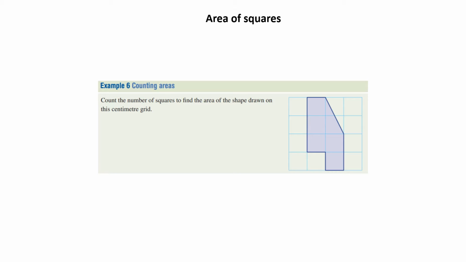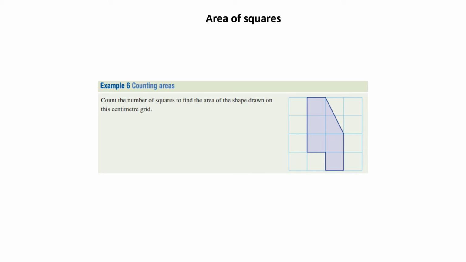Okay, so in this video, we're going to be looking at area, and specifically the area of squares. If you remember, perimeter is how far it is around some sort of shape. But area is how much space is taken up inside that shape.